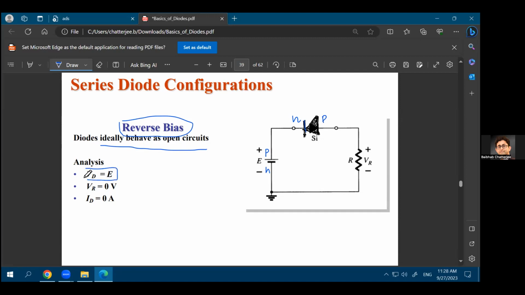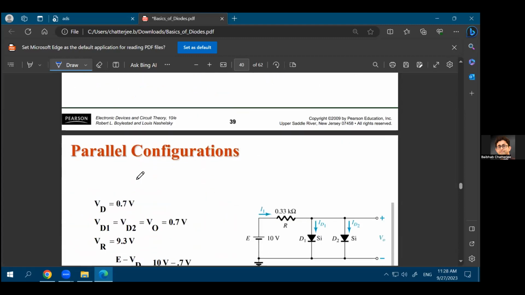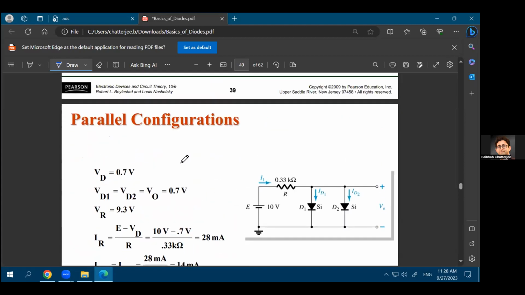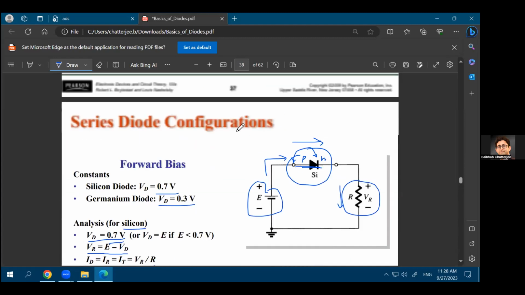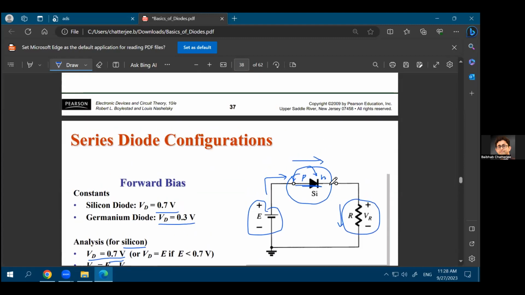So the diode voltage will be equal to E. The voltage across the resistance will be equal to 0, and the current across the resistance as well as the current across the diode will be equal to 0, assuming that there is no leakage current, of course. Okay. So that is your reverse bias, and this is just a series configuration example. The previous one was also a series configuration, but the diode was forward bias.